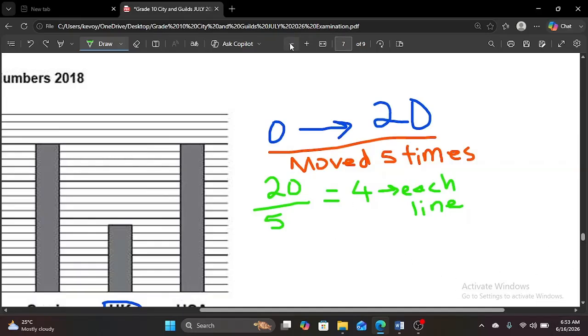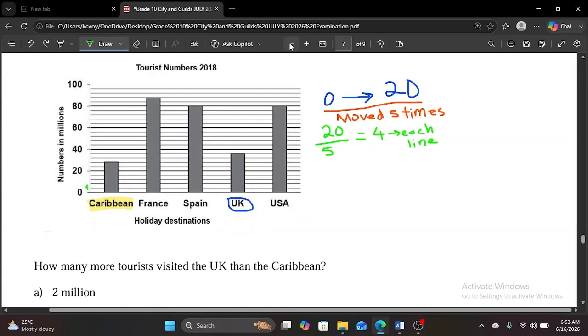All right, so now that we have that out of the way, we can easily see how many persons visited the Caribbean. From 20, there are 2 lines above 20. So that's 20 plus 4, which is 24, plus another 4, which is 28. So the persons who visited the Caribbean, that's 28.